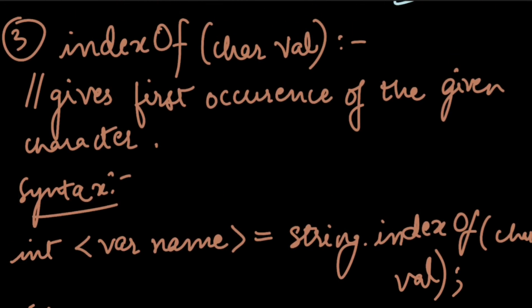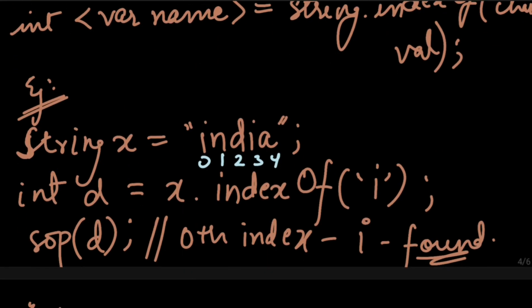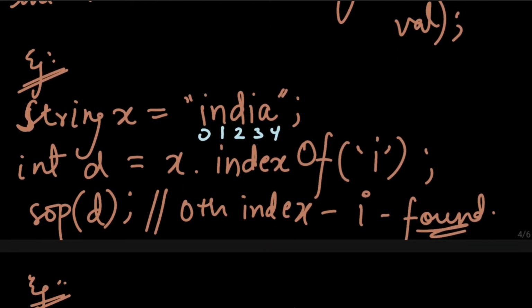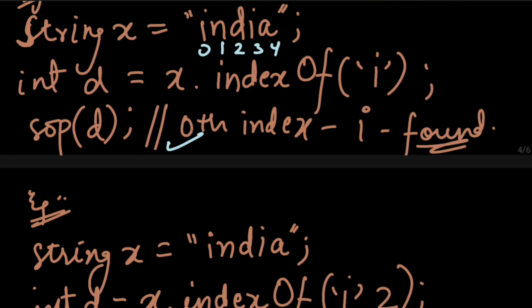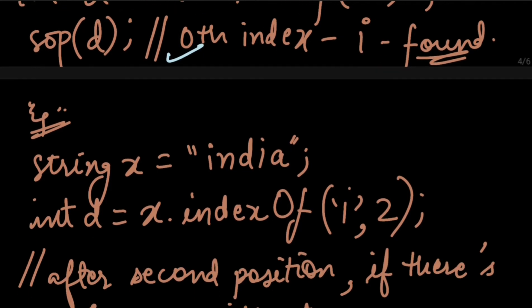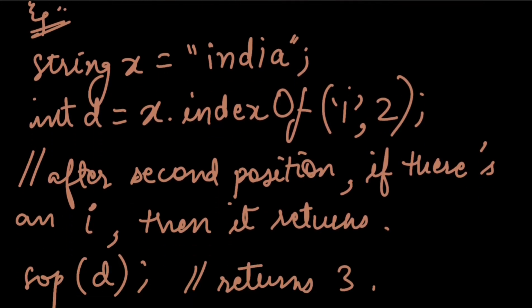As I told you before, it gives us the first occurrence of the given character. So the first occurrence of I here in India is at the 0th position. So I will get 0 as my answer when I print this. This SOP here is a short form for System.out.println.